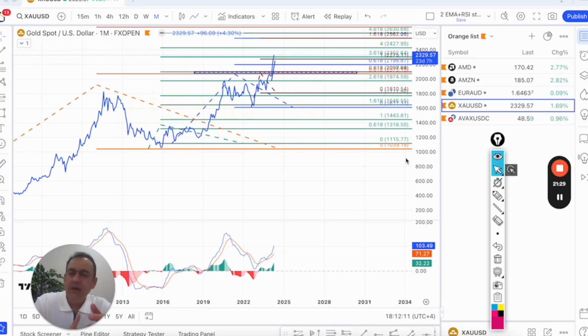So the immediate next target for gold, if it continues its bull run, the first one would be 2427 and then followed by 2562. Round number we can say 2550 or 2560.